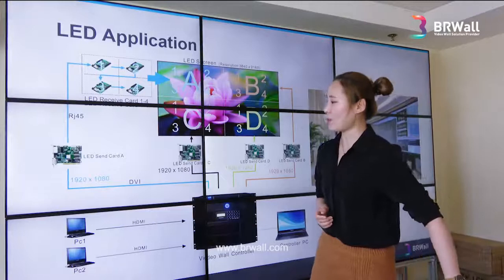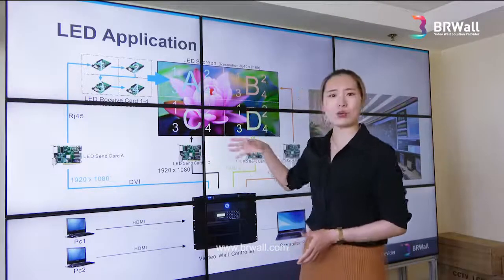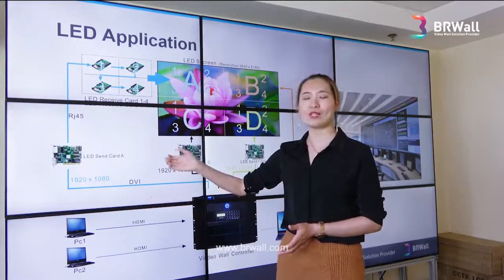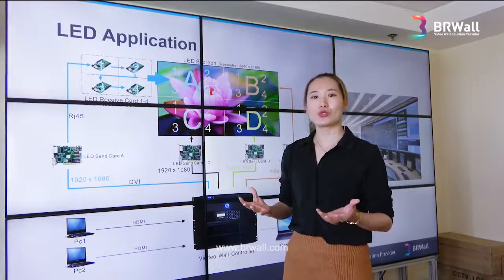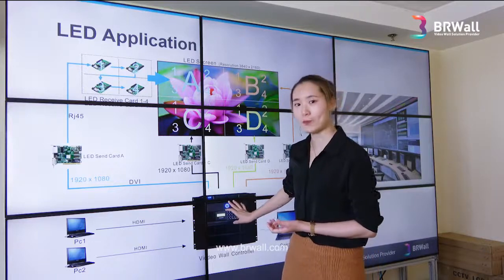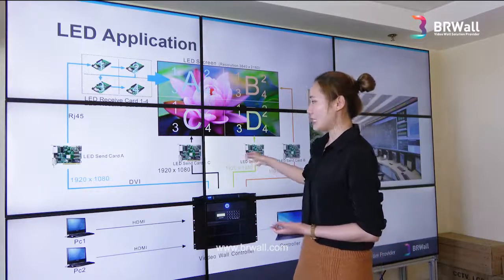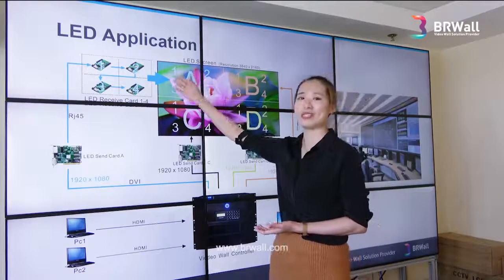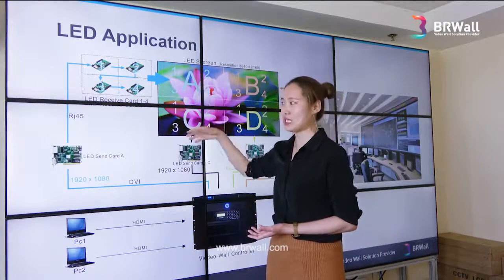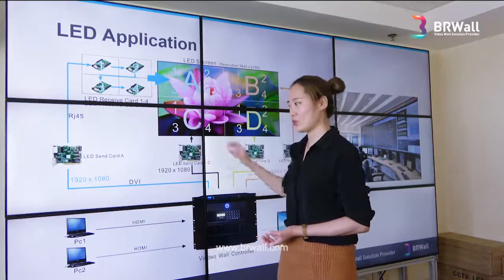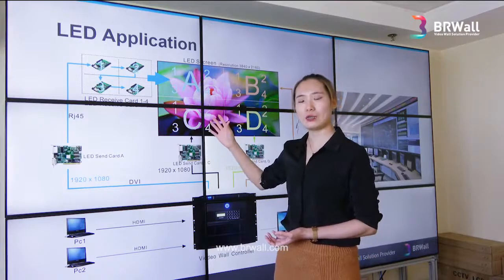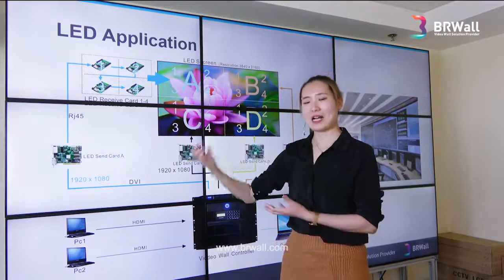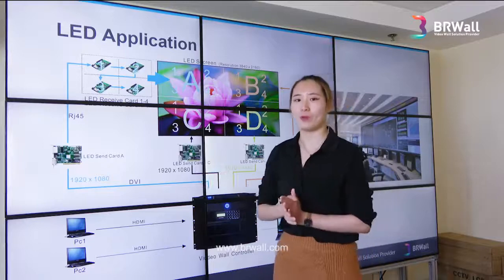This is the LED application. This is a diagram to show the video controller working with the LED. On the front side, you have different PCs or different types of signal sources. Through the input to the output cards, the output cards go to the LED sending card, no matter whether it is a NOVA sending card or other sending cards. From the sending card, there are receiving cards inside the LED video wall. This is just a diagram to show how it works. Based on the requirements of your project, you can have the LED and other types of sending card and receiving card, that's no problem.